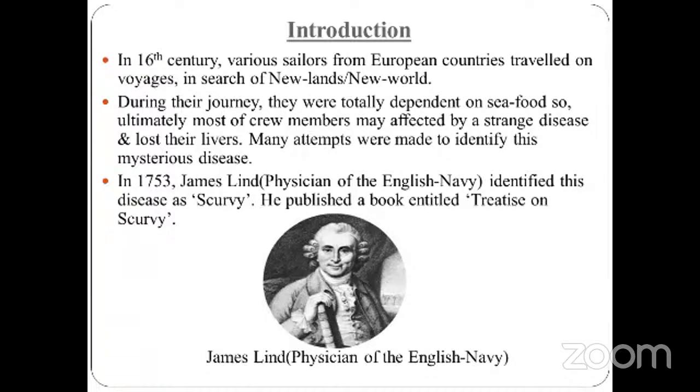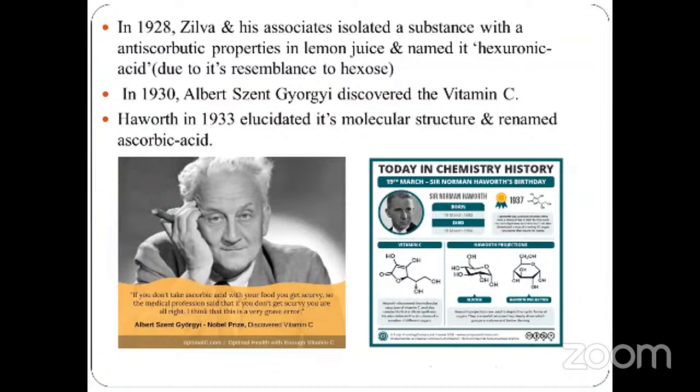Later on, in the 20th century, in 1920, Silva and his associates isolated a compound from lemon juice, and they named that compound hexuronic acid because it has a structure similar to the carbohydrate hexose. This particular compound has anti-scorbutic properties. What do we mean by anti-scorbutic properties? Simply put, it means this compound has certain properties which can prevent scurvy. Those properties which prevent scurvy are called anti-scorbutic properties.